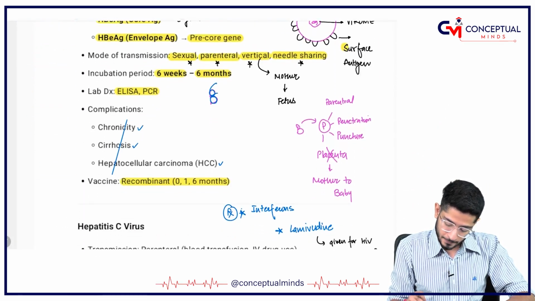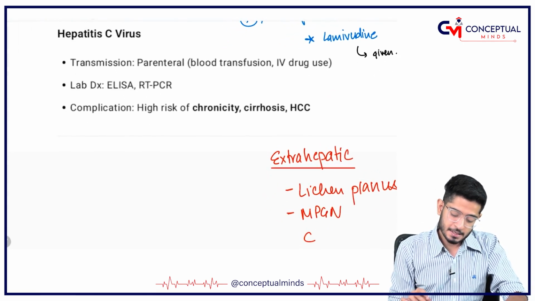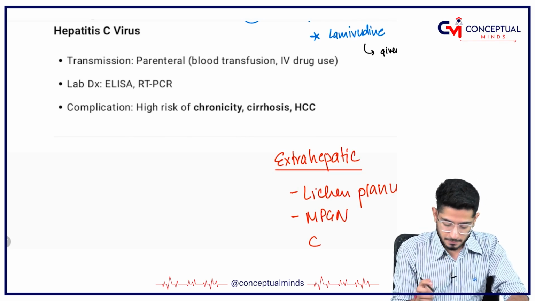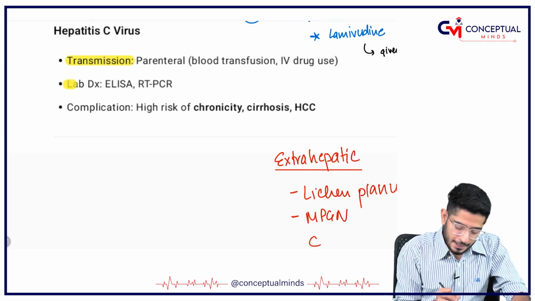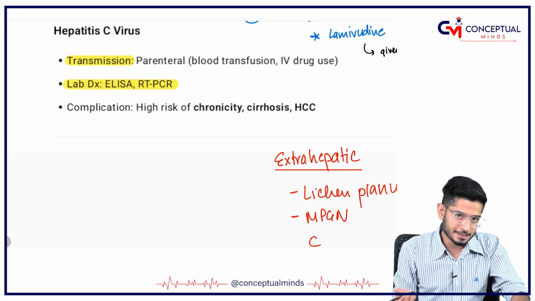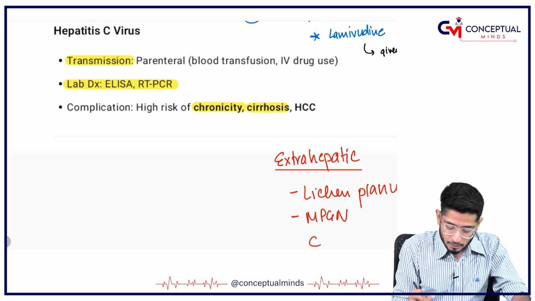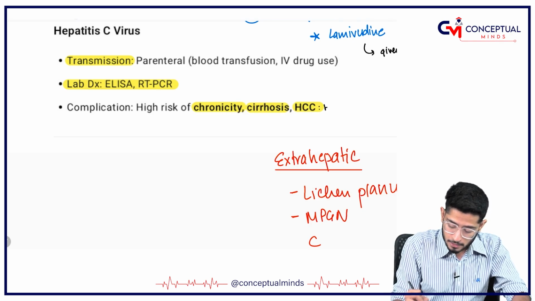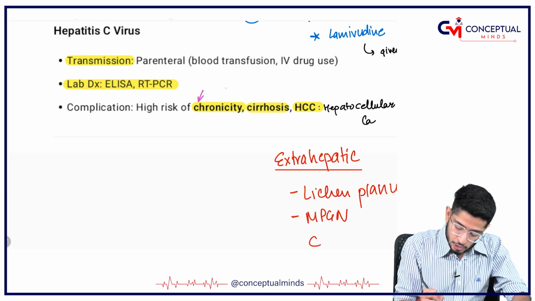So this was about the hepatitis B. Coming on to hepatitis C now. So hepatitis C is very similar to hepatitis B in terms of transmission. So I don't have anything to tell in that. The laboratory diagnosis is ELISA, RT-PCR. Yes, the chronicity, the cirrhosis and the hepatocellular carcinoma. Okay, I'll write it. Hepatocellular carcinoma. This belongs to hepatitis C only. So these complications starting from C are belonging to hepatitis C.